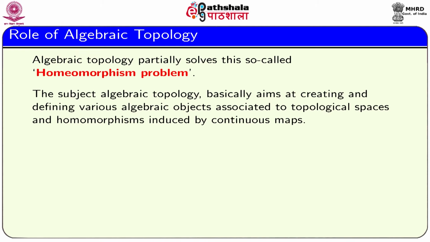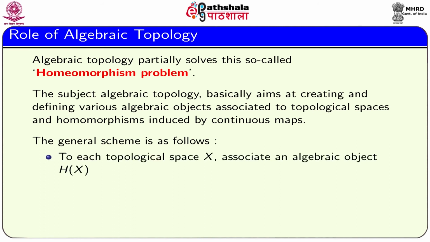Now, what does algebraic topology do? This algebraic topology basically aims at creating and defining various algebraic objects associated to topological spaces and homomorphisms induced by continuous maps. Now, let us look at the scheme. This gives us the general scheme as follows.